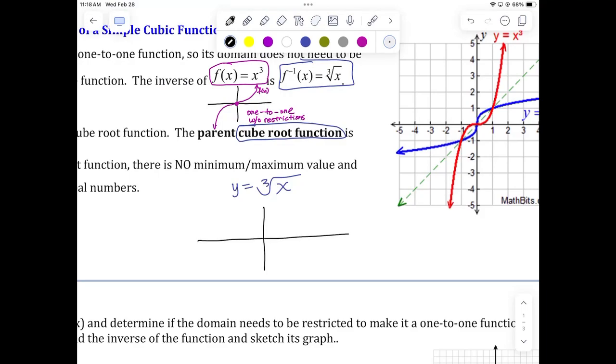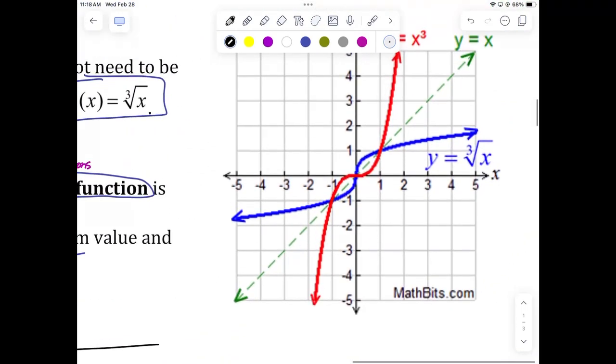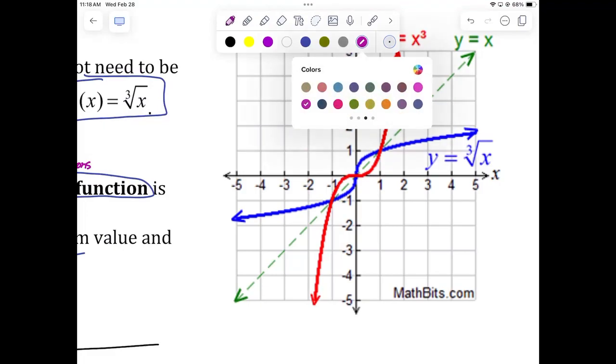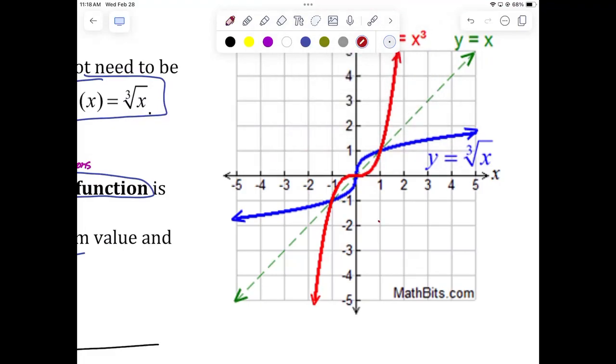Notice it kind of looks like x cubed, but here's what you need to know about the difference between them. They're both monotonic increasing. x cubed comes in curving downward. You see that? It comes in curving downward, concave down. But what does the cube root of x come in as? It comes in curving upward. It's curving upward.